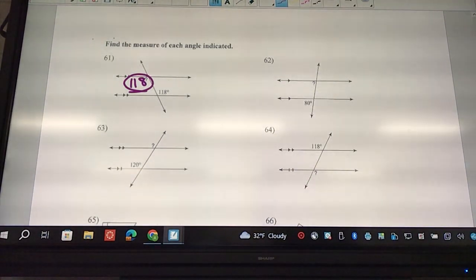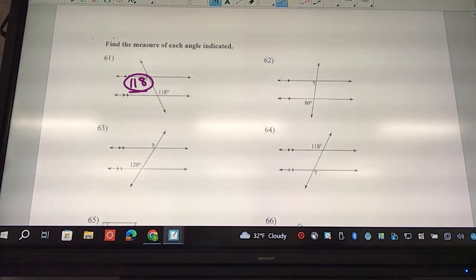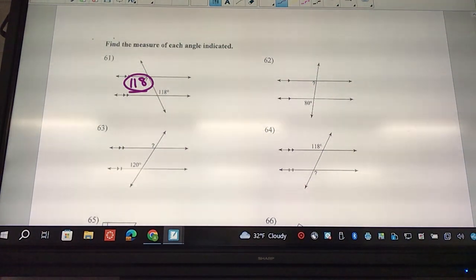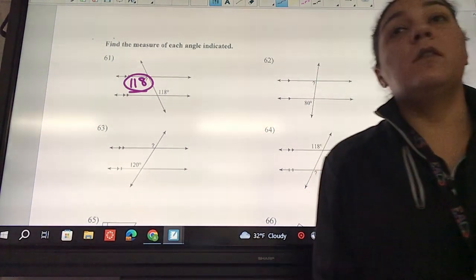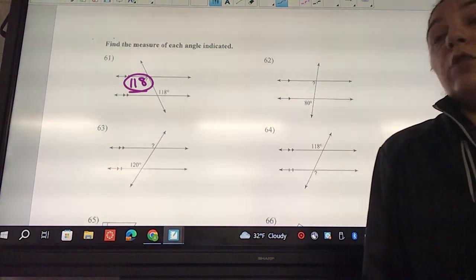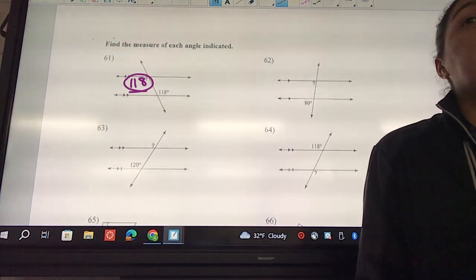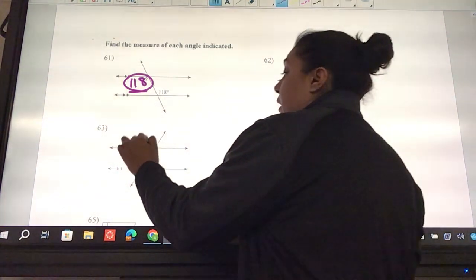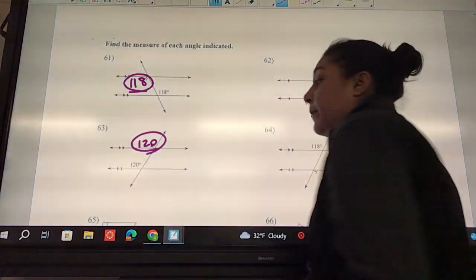Okay, 63, the 120. Is it inside or outside? Inside. What about the question mark? Outside. Are they same side or opposite sides? Same side, but are they interior? No. So what are they? Corresponding. Corresponding angles are what? Equal. So if this is 120, then this has got to be 120.